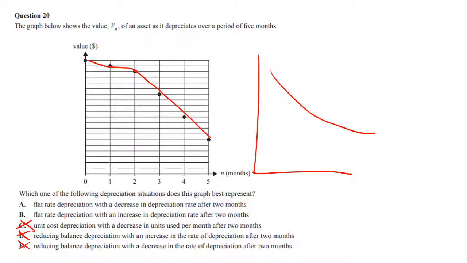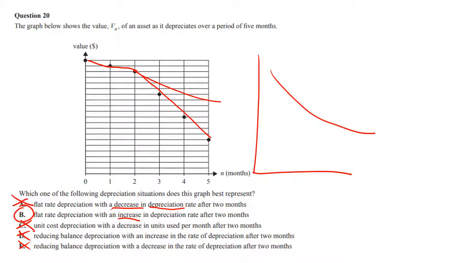And what they've done, to try to trick you again, is a double negative. Because remember, depreciation is down. If you decrease how much you're going down, the graph would have gone, well, not curved, but flatter than that. It's actually increased in depreciation. It's getting more down. Therefore, it is B and not A.